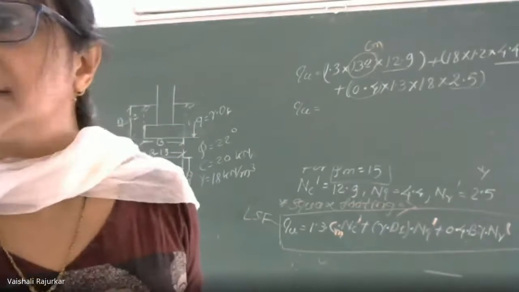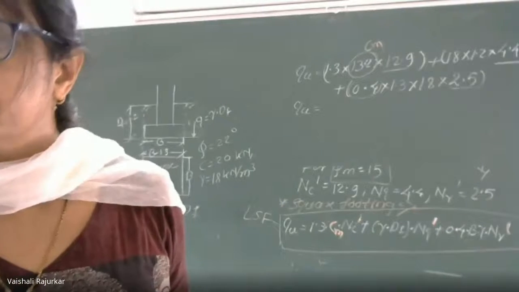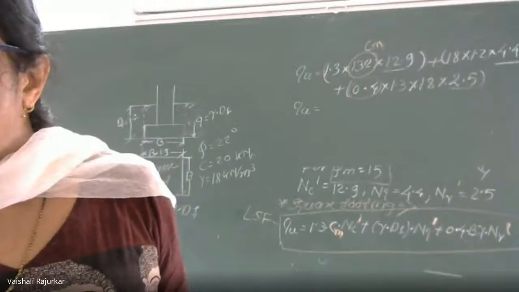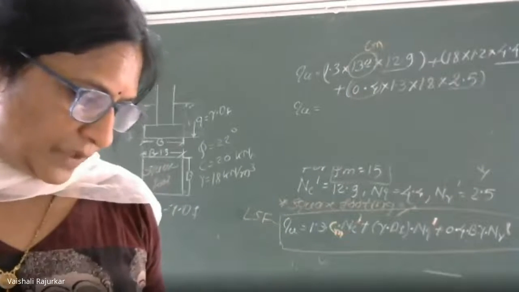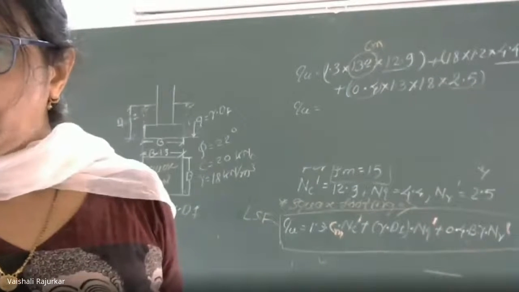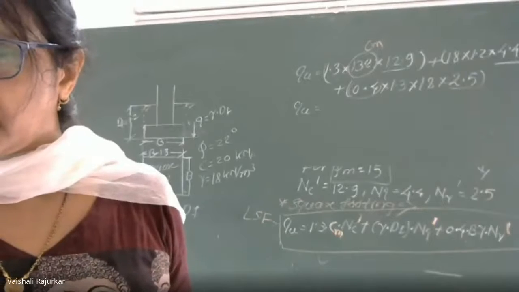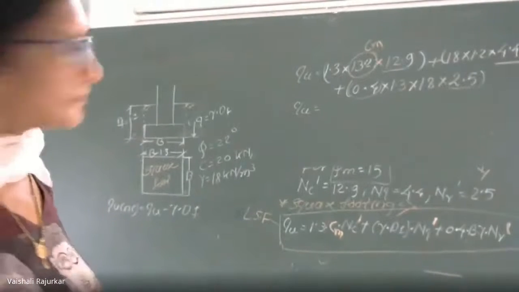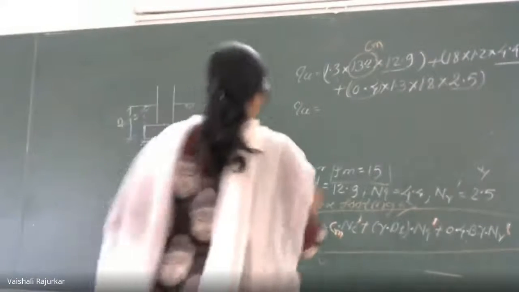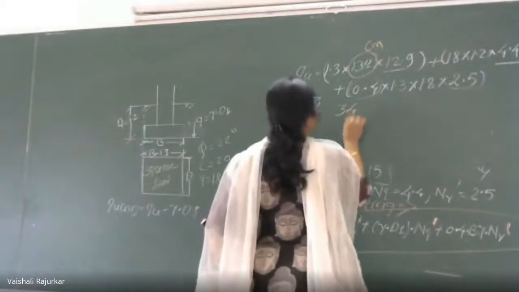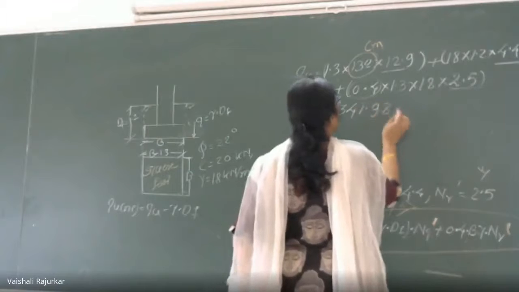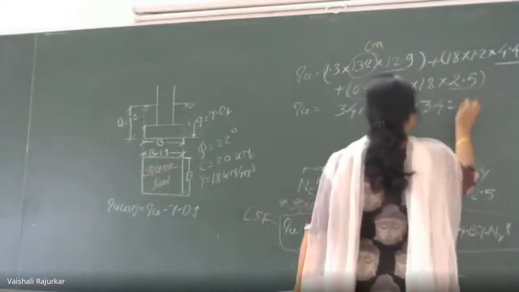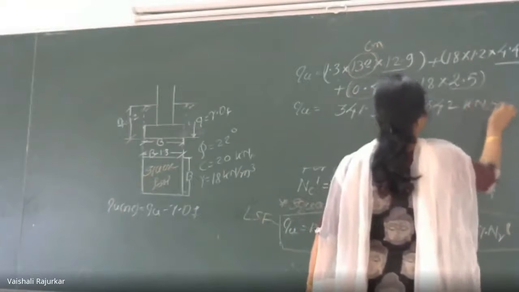Anybody has the answer? It is found to be 341.98. You can just round it as 342. It is 342 kilonewton per meter square.